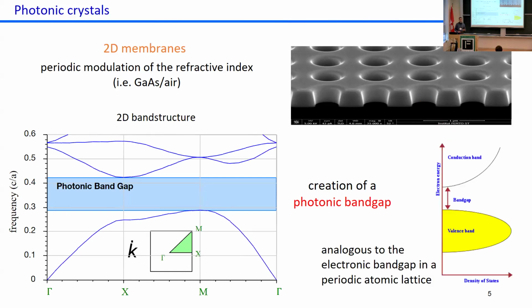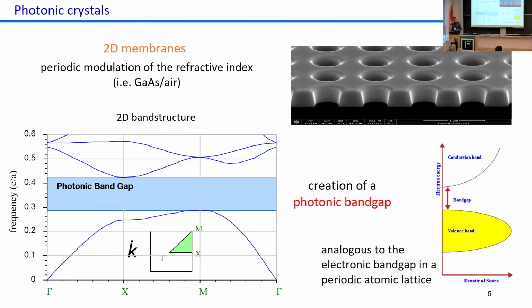So this is similar to what happens in semiconductors, where we have a periodic potential due to the crystalline structure that results in an opening of a band gap, and therefore a range of energies that the electrons cannot have when propagating in the structure. So why is this important?